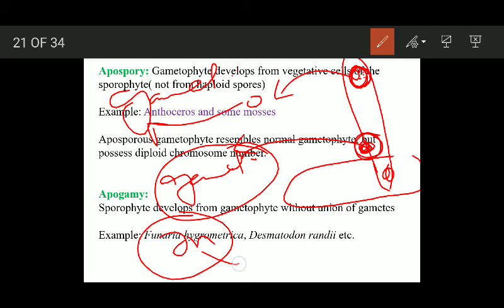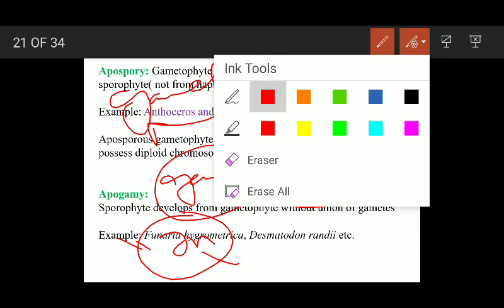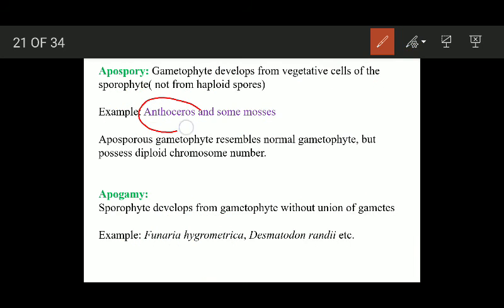The gametophyte that forms will obviously be diploid, though it will resemble the normal gametophyte in terms of its morphology, but it will have two sets of chromosomes. That means it will be diploid, and such gametophytes have been found in case of Anthoceros and some mosses. Now, apogamy means the sporophyte develops from gametophyte without union of gametes.